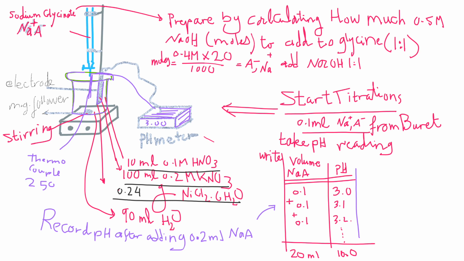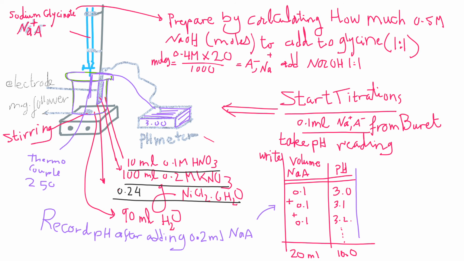For the complex ion titration, you set up the pH meter on a stand and you put a beaker, and in this beaker first you put 10 mL of 0.1 molar HNO3, 100 mL of 0.2 molar KNO3, and you measure exactly 0.24 gram nickel chloride hexahydrate, and you add 90 mL H2O exactly using analytical equipment. Now you dip the electrode plus the thermocouple, and you check the temperature.